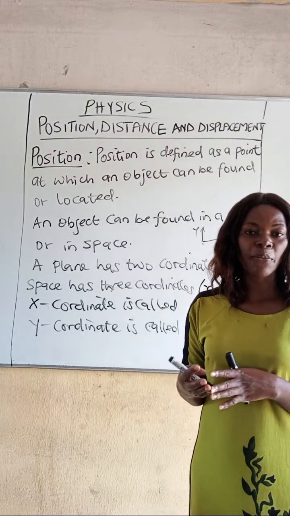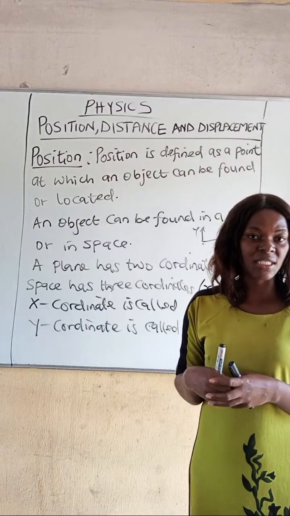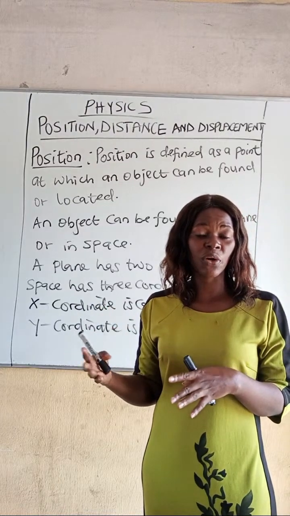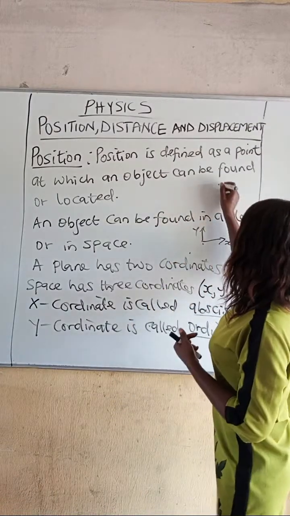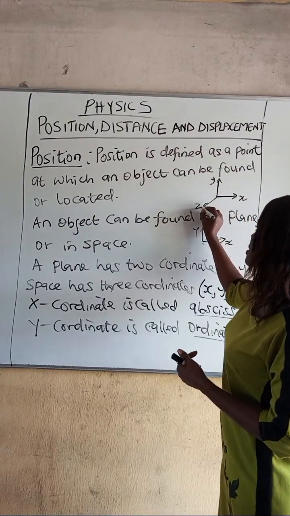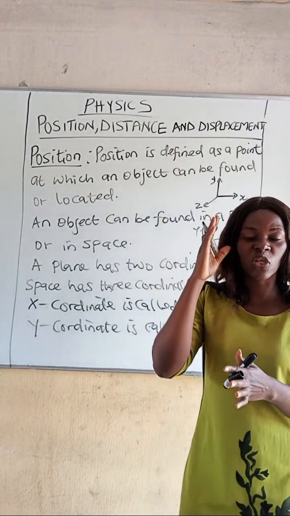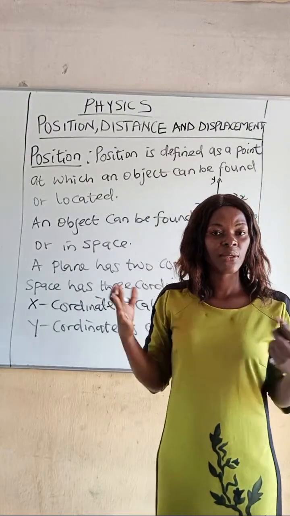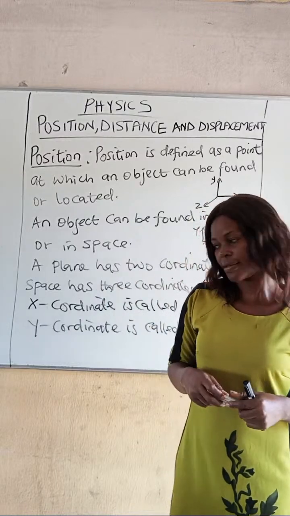So you're going to see how we can use the plane to get the position of an object if it is specified. And most times objects hardly can be found in space, because space has three coordinates, just like this: this is x, this is y, and this is z. Hardly will you see an object found in space. But most times we use a plane because it has just two coordinates, x and y. So let us see how we can locate an object using the plane axis.